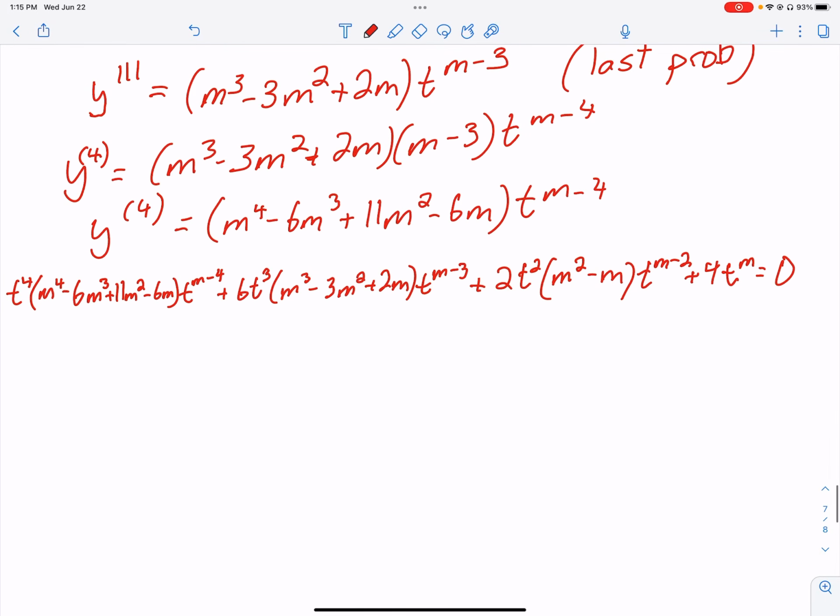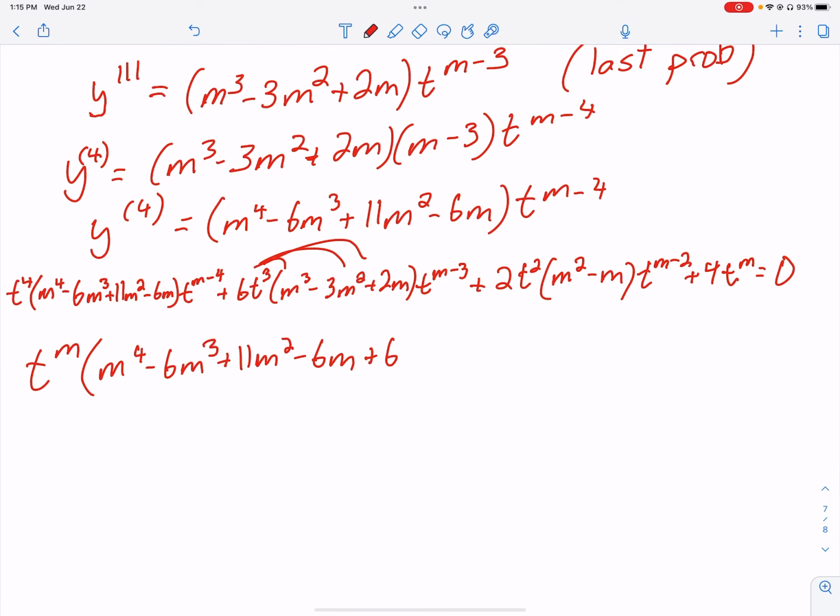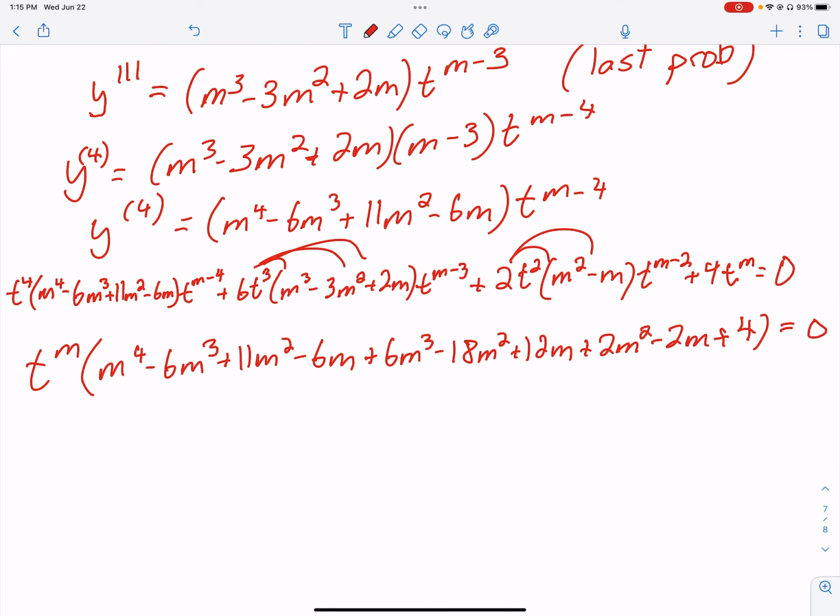All right, I am going to skip a step here. I'm going to write t to the m because I know that's going to factor out, and I'm going to distribute any numbers or signs through my m's. So I got m to the fourth minus 6m to the third plus 11m squared minus 6m. That 6 goes through this next part, so I got plus 6m cubed minus 18m squared plus 12m. This 2 goes to both, plus 2m squared minus 2m, and then I have that plus 4 I don't want to forget about.